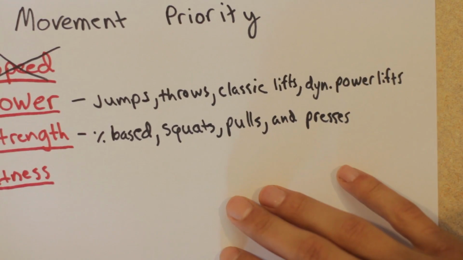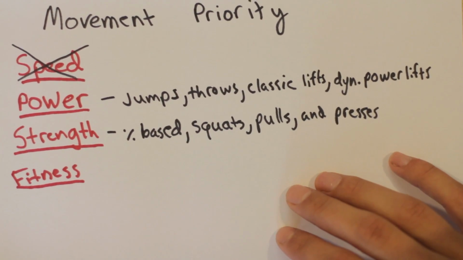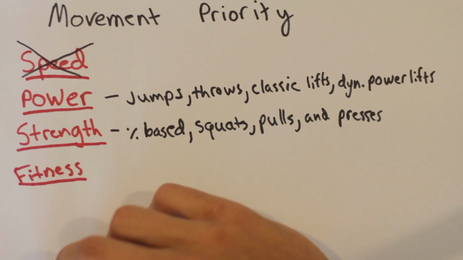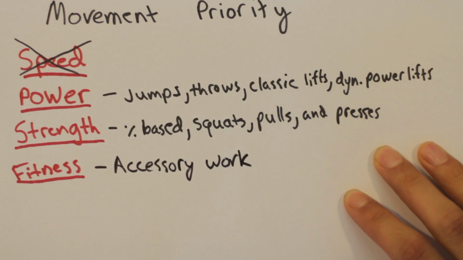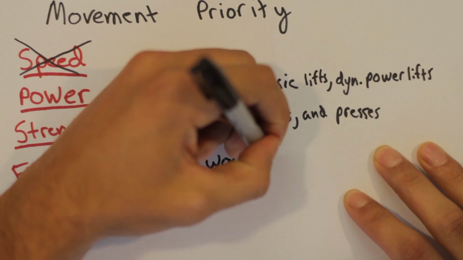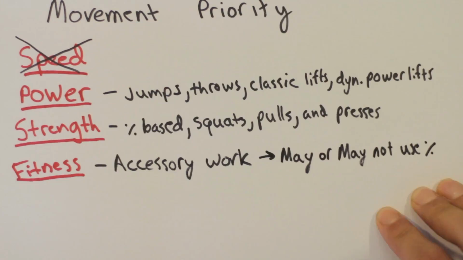After the strength portion, you have fitness. In the sports performance world, this is your conditioning or circuit training, basically anything where sets and reps are less important and the focus is to condition. In most barbell sports or gyms, we would just call this section accessory work. The accessory portion of your workout may or may not have percentages depending on your goals.